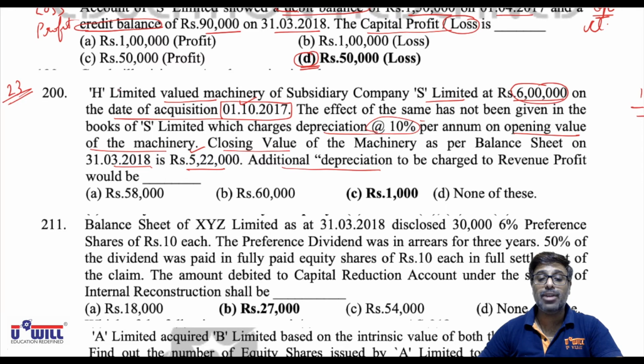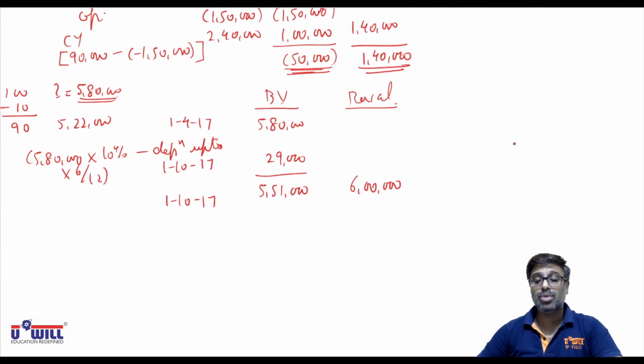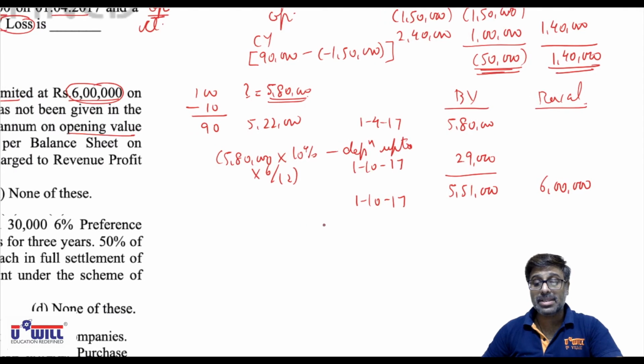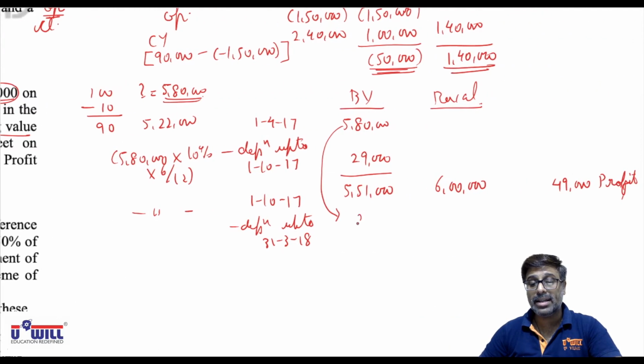Now on the same date, the revaluation of machinery is done at 6 lakhs. Okay, H Limited valued machinery of S Limited at 6 lakhs on the date of acquisition. Against 5,51,000, 6 lakhs means you can say 49,000 is the revaluation profit or gain. Okay. Now after that we'll count depreciation up to end of the year, that is 31st March 2018. But we'll count on opening value 5,80,000 only. So it'll come same. 5,80,000 into 10% into 6 by 12, 29,000.